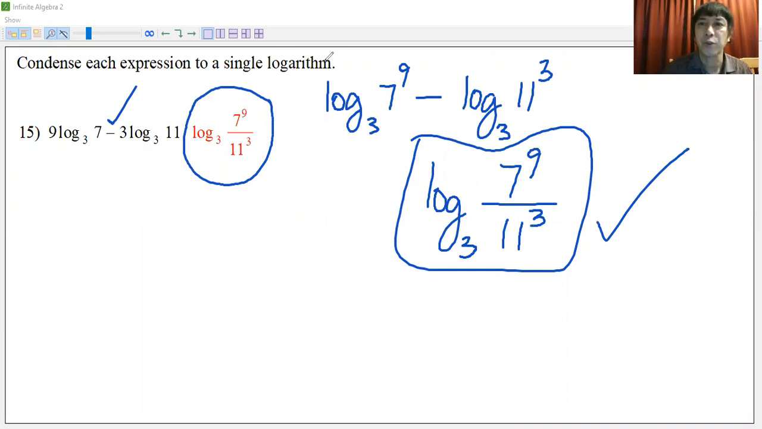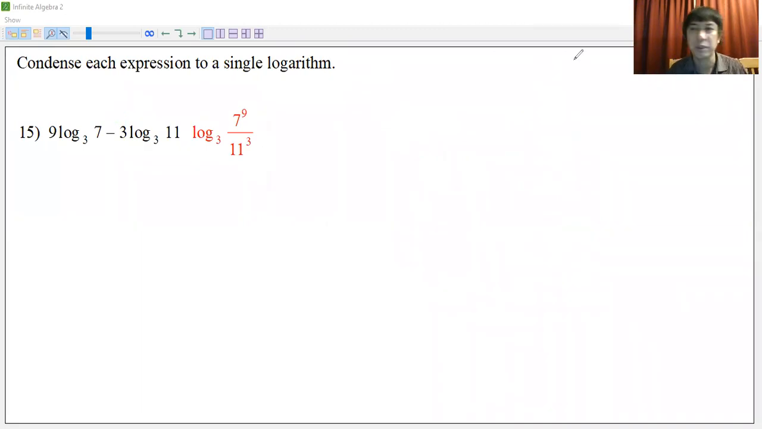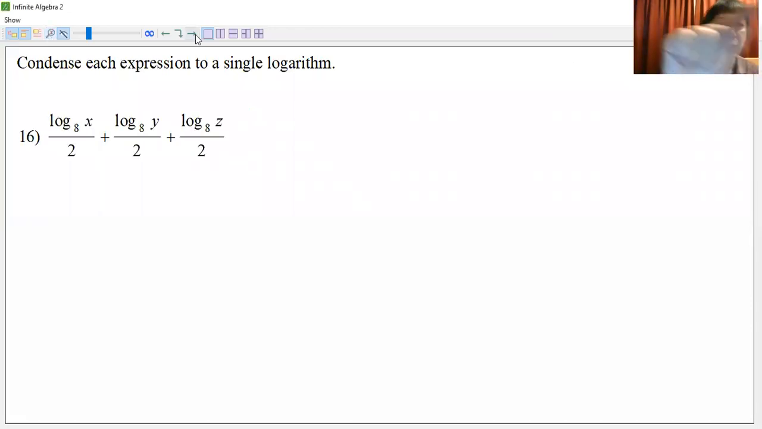This will be up to 20, so we still have 5 more numbers. Okay, condense. We have all sums. These are all sums there.